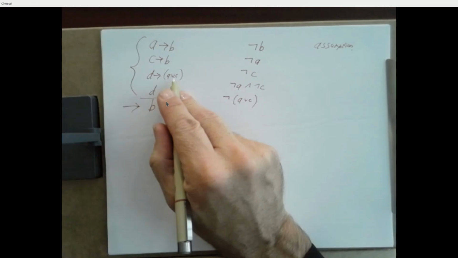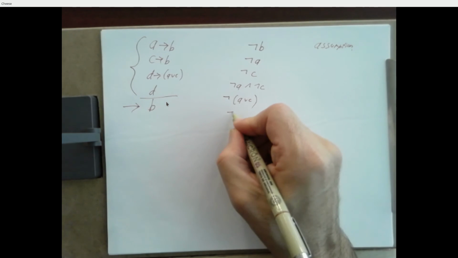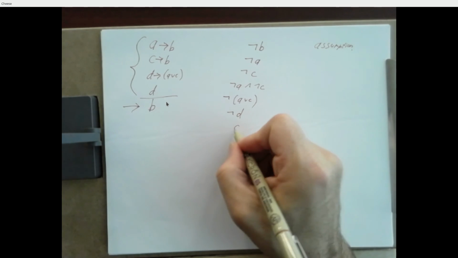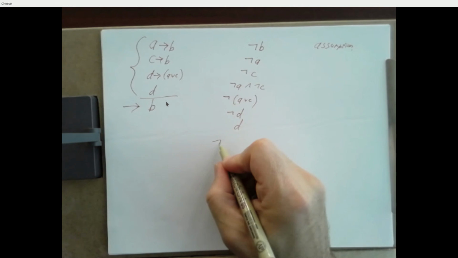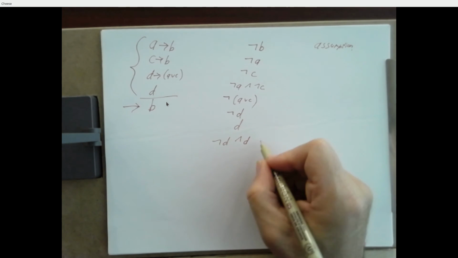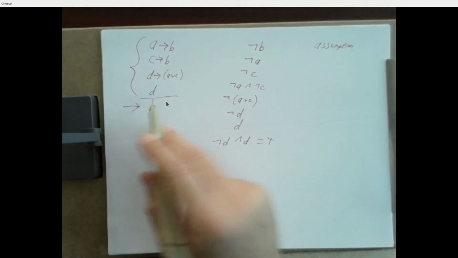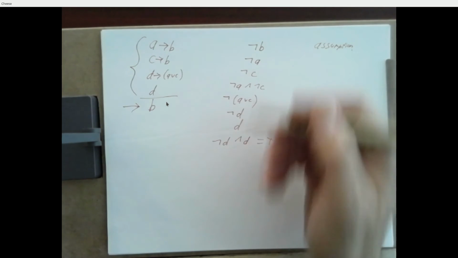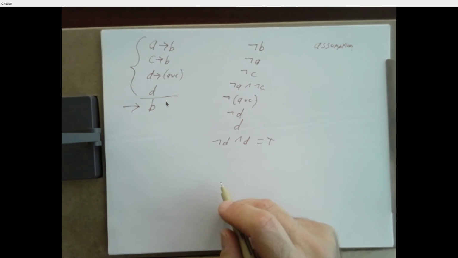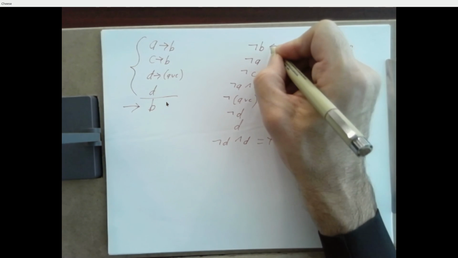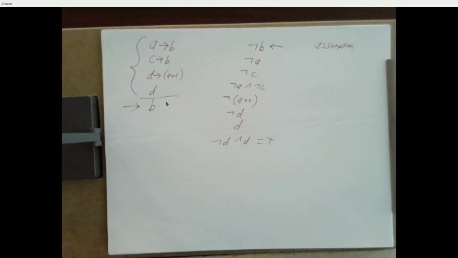But we know that D implies A or C, and A or C is false, and therefore we have not D. But we also have D. And so we have not D and D being true, and that's a contradiction. Since we know these things are true, and we used logical reasoning and came up with a contradiction, the only possibility is that the thing we didn't know was true, must in fact be false. So not B is false, B must be true. So that's an indirect proof.